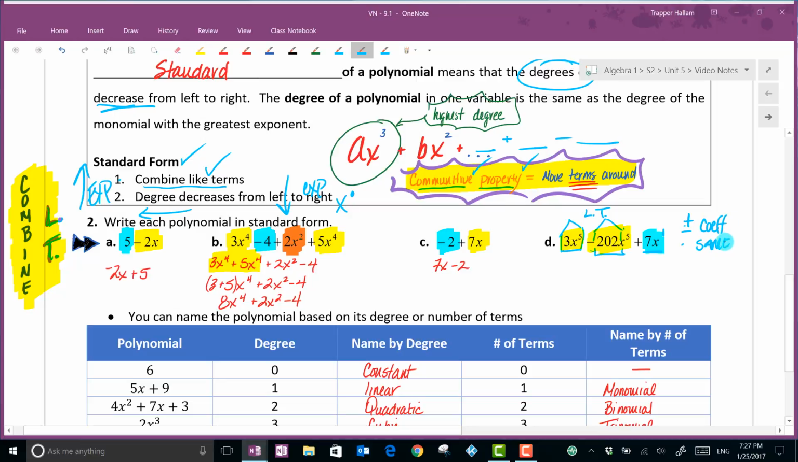All right, so if I do that there, I'm going to end up with negative 199x to the fifth, because the exponents stayed the same. I subtracted my coefficients, and then I'm going to add on this lower degree on the right side. So 7x. That's technically in standard form. All right, again, check out those other examples.